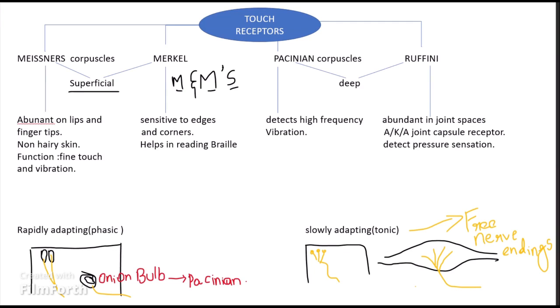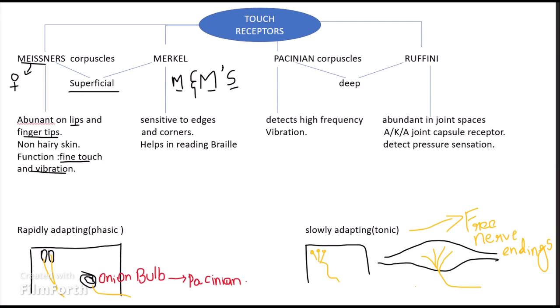Okay? Coming to Meissner's in detail. You can also remember Meissner's as Miss. Miss is female. So females are always conscious about their makeup, and these Meissner's are more abundant on lips and fingertips, conscious about makeup as well as their nail polishes. So abundant on lips and fingertips, and they're always smooth, non-hairy. Meissner's corpuscles are present on non-hairy skin. Their function is fine touch and vibration. Okay.